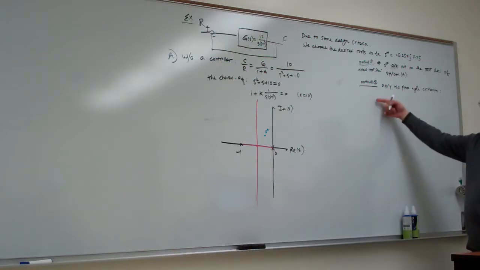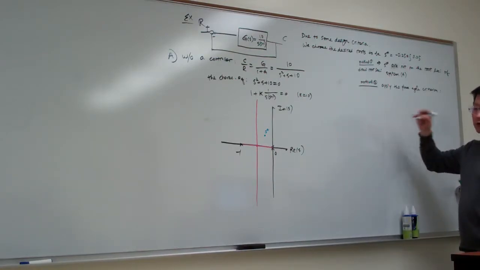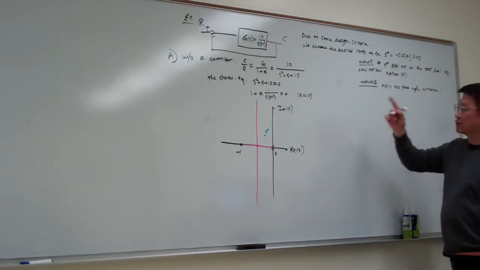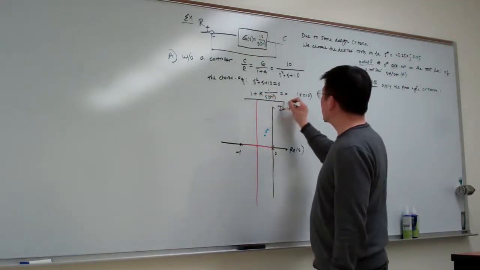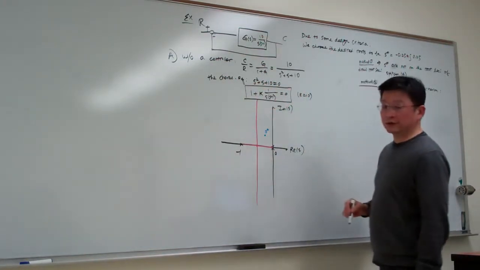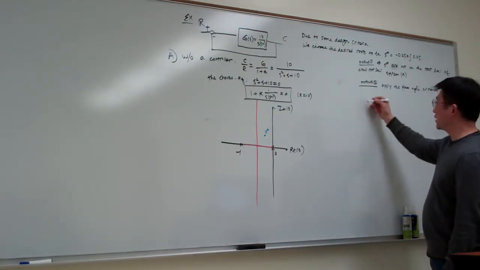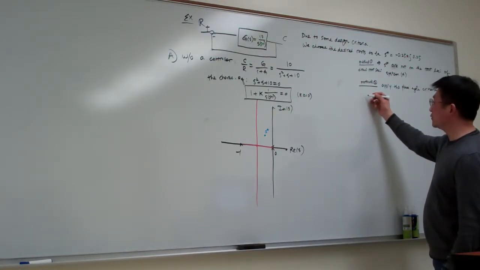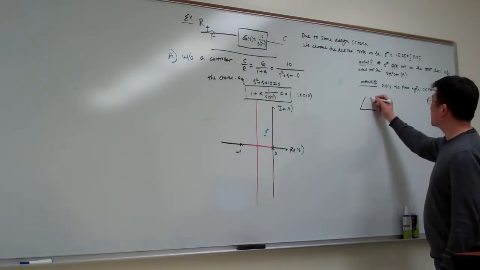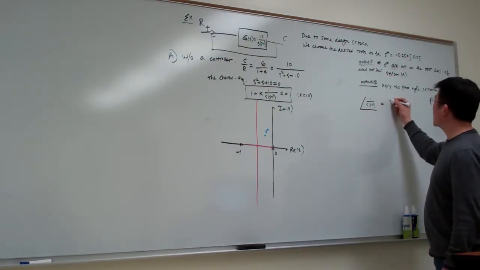Okay, basically what we're going to do here is repeat our homework steps. This is our characteristic equation. So the phase angle criterion asks for this. From here we can rewrite.